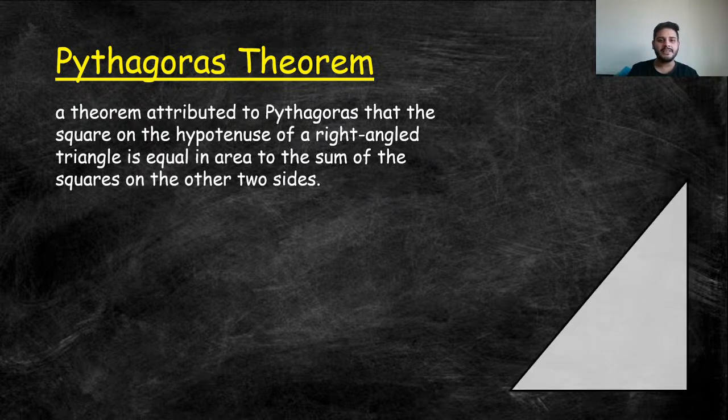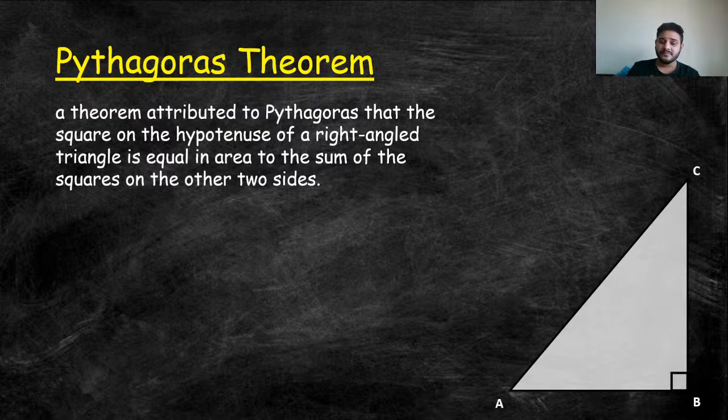So we have a right angle triangle. Now what is a right angle triangle? Of course, it should have one angle as 90 degrees, and the side opposite to the 90 degree angle is always known as the hypotenuse. It will be the longest side of the triangle.